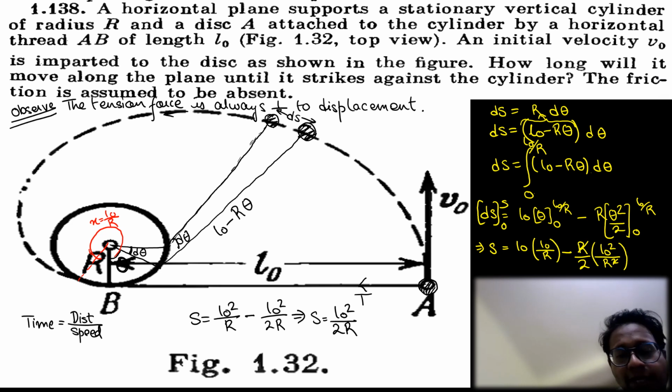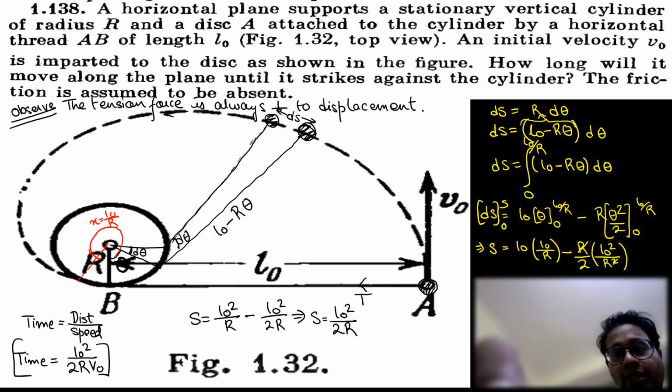So what is the time taken? The time taken is equal to L naught square by 2r, which is the distance, divided by the speed. Speed is equal to V naught, which is the same throughout the path. So this out here is the answer, the time taken to wrap around the cylinder.